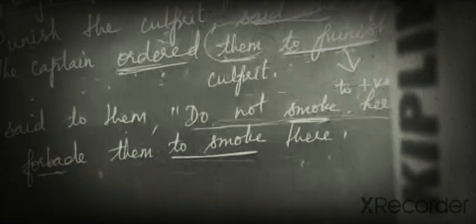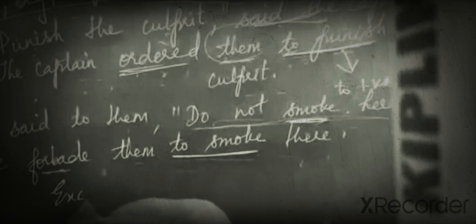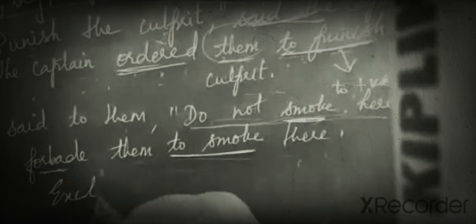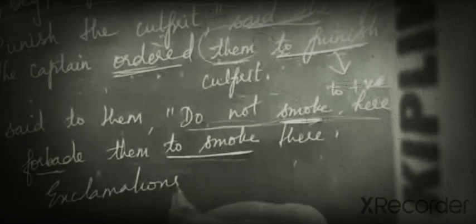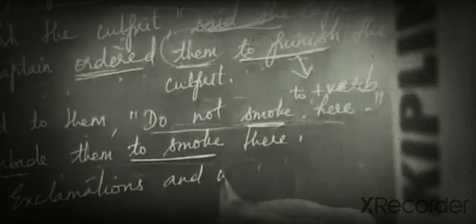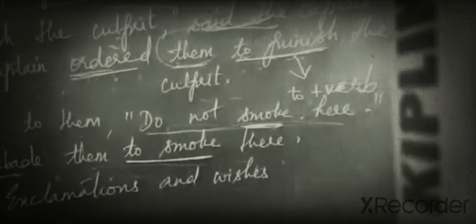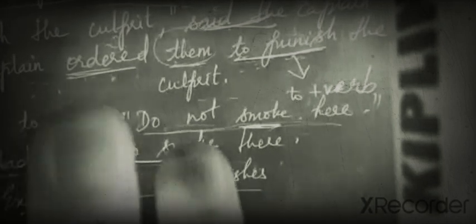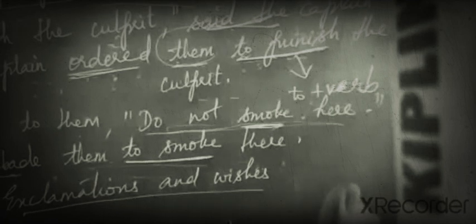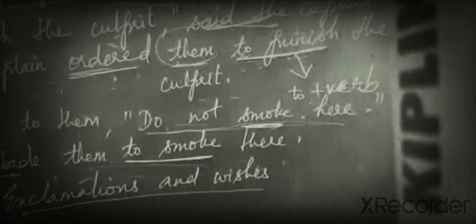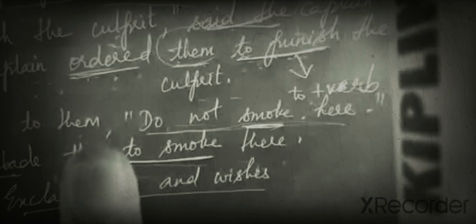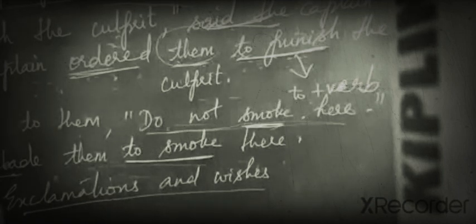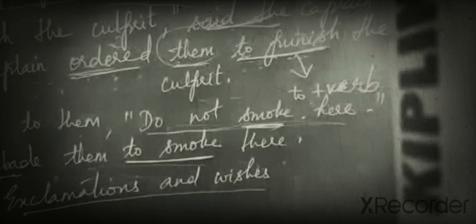Next you have exclamations and wishes: change of exclamations and wishes to indirect speech. This is another point. We have seen all kinds of sentences: the change of statements, the change of interrogative sentences, and then the change of commands and requests. Now we are going to see exclamatory sentences and how they change to indirect speech.